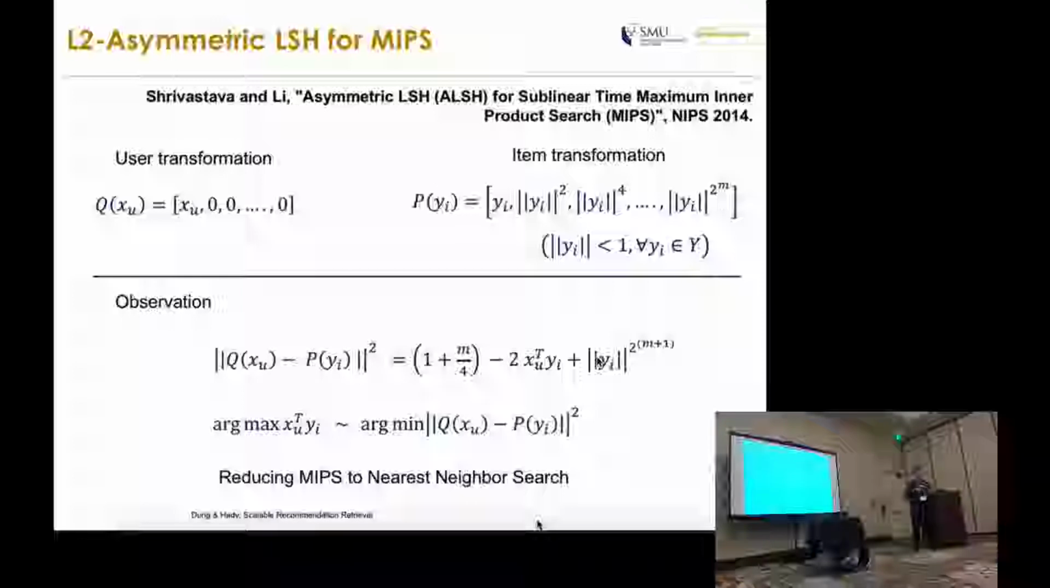So the takeaway from this is that after the transformation, maximum inner product search of the original vectors becomes the nearest neighbor search of the new transformed vectors. Effectively, you transform maximum inner product search to nearest neighbor search.